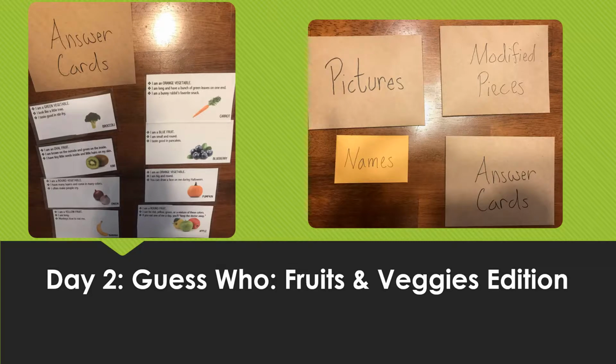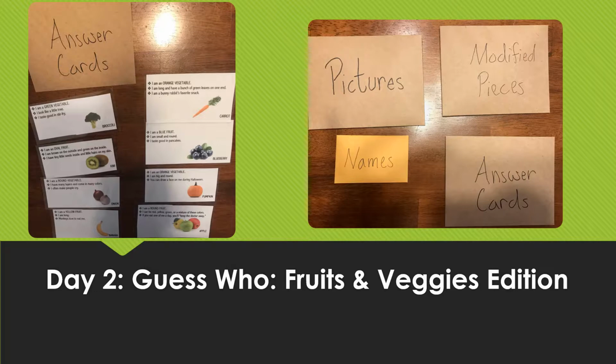The picture on the right shows the 4 different envelopes that come with the file folder game. The first one is pictures, which has just the pictures that the students will attach, and then the smaller one that says names goes along with that, which has the names of the fruits and vegetables which the students will attach. And then the modified pieces have the modification pieces I made, which have both the picture and the name listed on them. And then the last envelope, which are the answer cards, which are shown on the left.